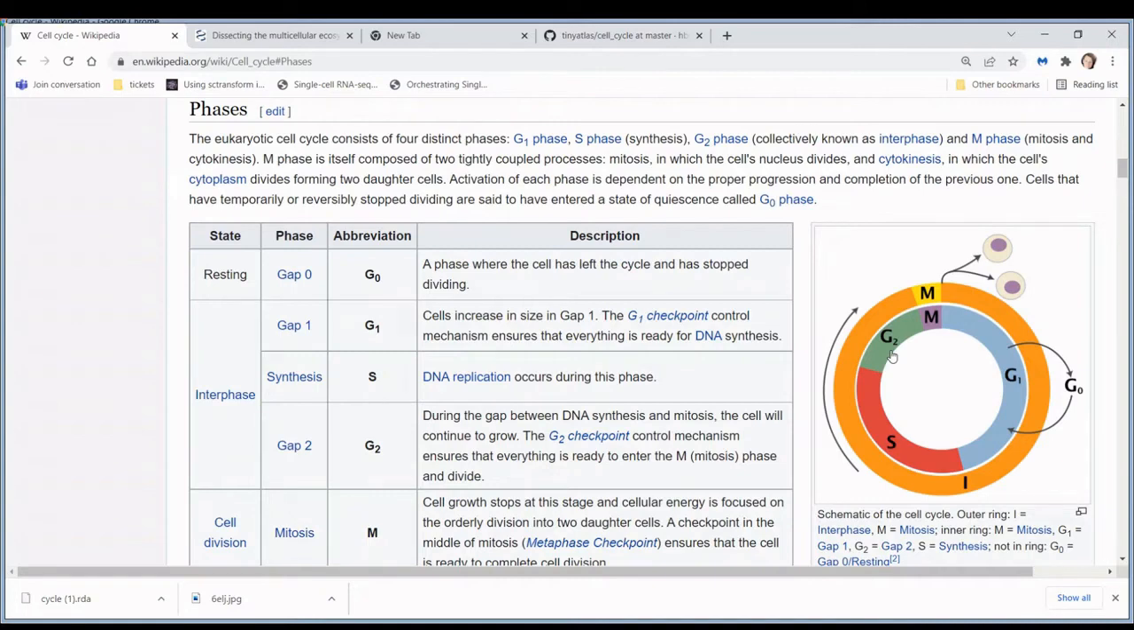So that means that when you have in your sample cells that are in different phases of the cell cycle, you will have differences in gene expression between these cells. But these differences in gene expression do not mean that these cells are different cell types. No, it simply means that they are in a different phase of the cell cycle.